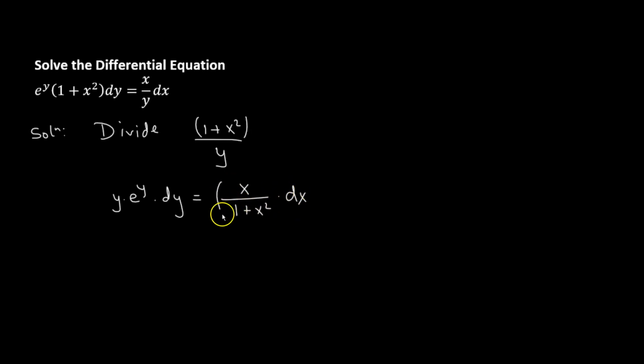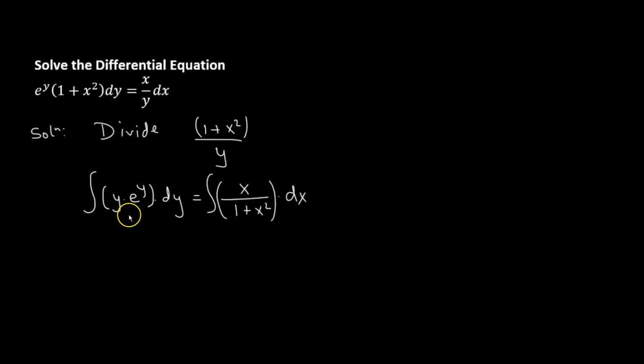Now this is in a variable separable form. That's because the coefficient of dx, which is x over 1 plus x squared, is purely a function of x, and the coefficient of dy, which is y times e raised to the power of y, is purely a function of y. So we can now integrate both sides.